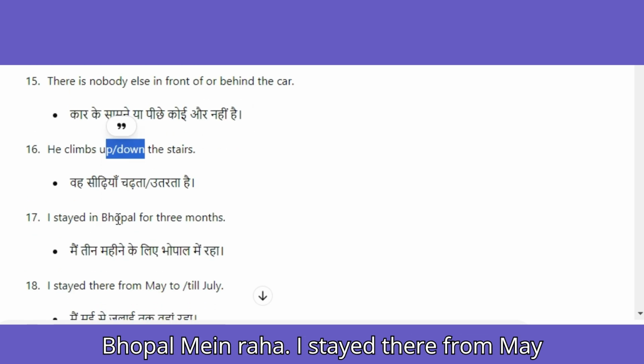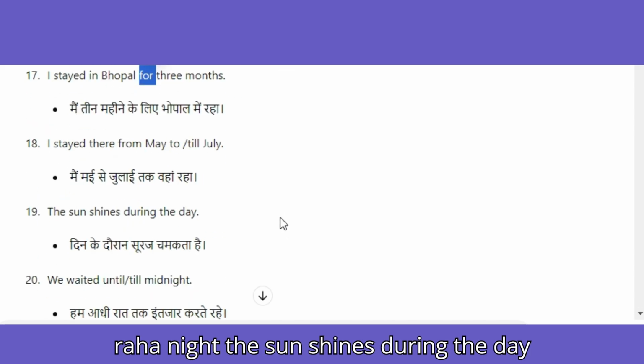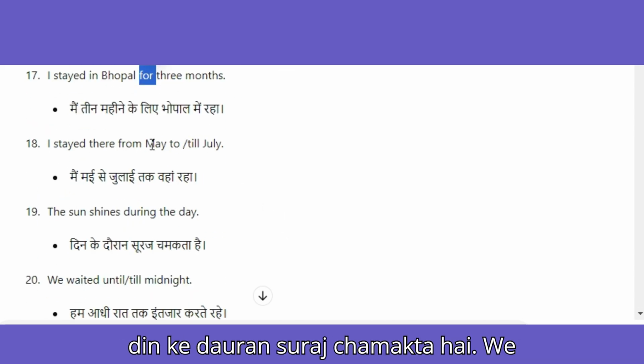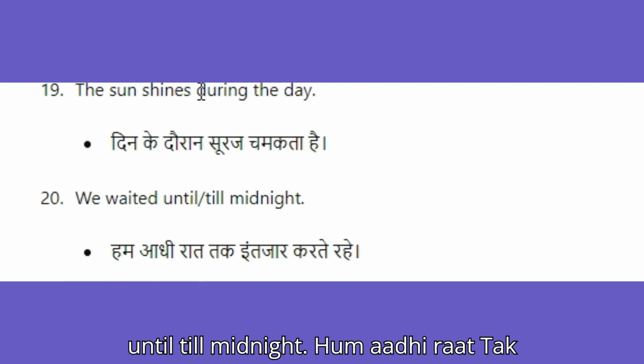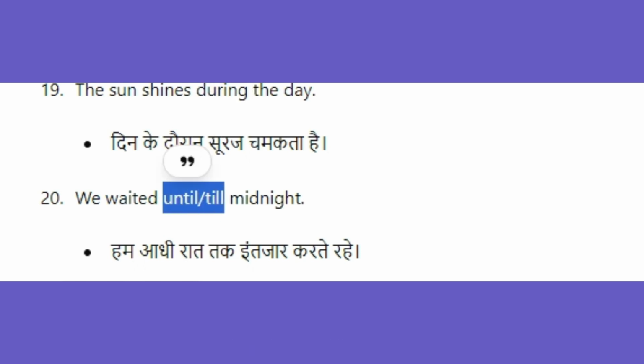I stayed in Bhopal for 3 months. मैं 3 महीने के लिए भोपाल में रहा. I stayed there from May till July. मैं मई से जुलाई तक वहां रहा. 19. The sun shines during the day. दिन के दौरान सूरज चमकता है. We waited till midnight. हम आधी रात तक इंतजार करते रहे.